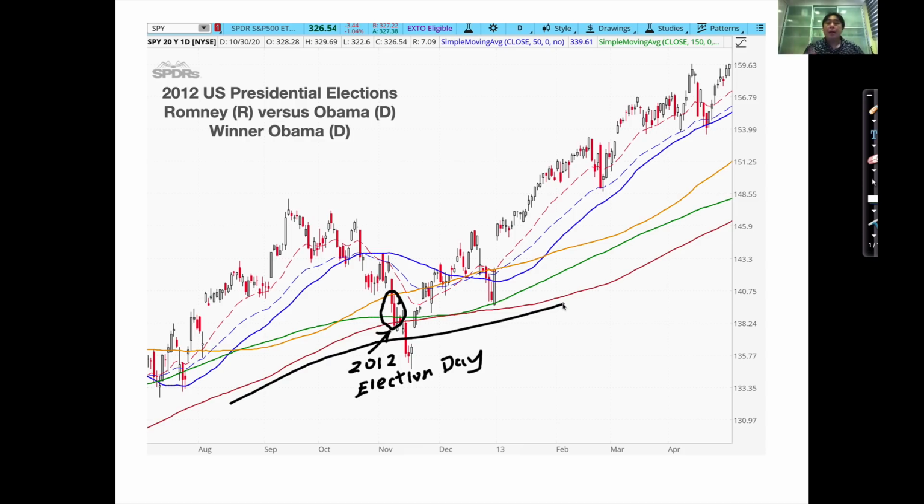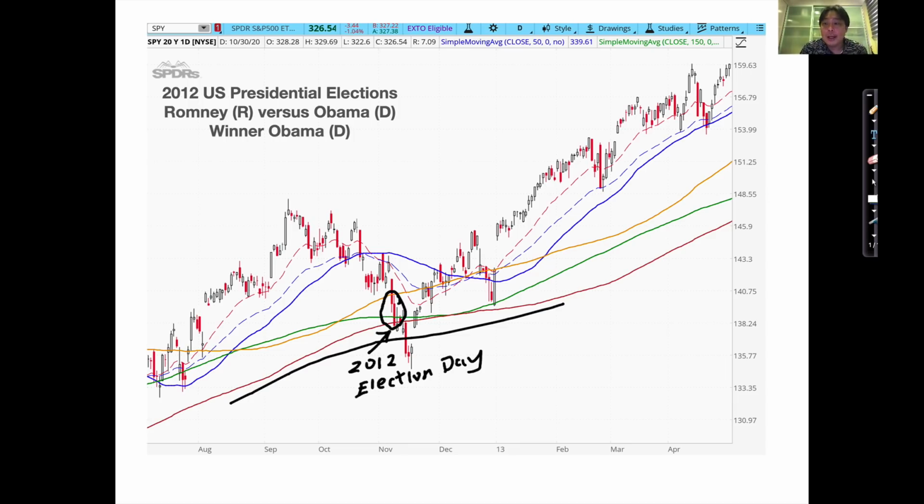Remember, when the price is below the 200 moving average, but the 200 is still sloping up, it's still a long-term uptrend. The 200 has to slope down to confirm a change in trend, which it did not. So sure enough, the market continued the trend that was already there before the elections.